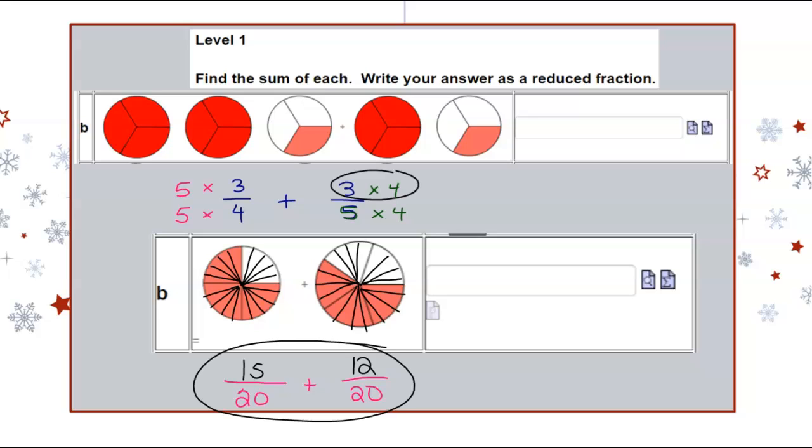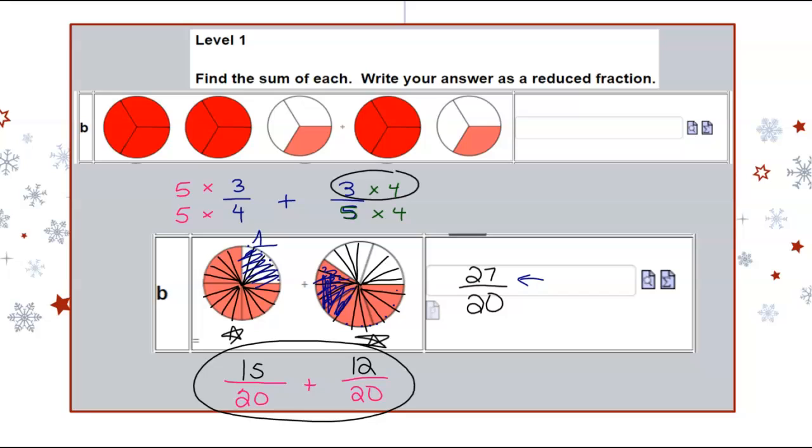Now that every whole is cut into the same amount of sections, how many sections plus how many sections out of 20? Well, 15 plus 12 is 27, and we have 20 sections for every whole. That is our improper fraction. So I need 1, 2, 3, 4, 5 pieces to make a whole. So I'm going to take 1, 2, 3, 4, 5 pieces away from this one. There's my one whole. And then I have 1, 2, 3, 4, 5, 6, 7 more pieces.